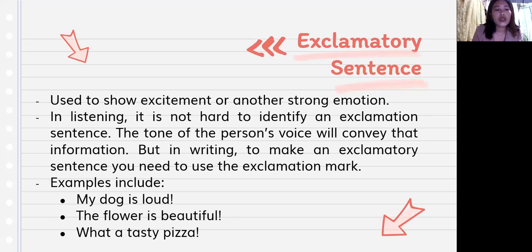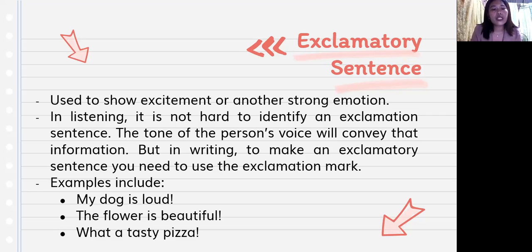So an exclamatory sentence shows excitement or another strong emotion. When we're listening to a person who speaks with full emotion, it is not hard to identify an exclamatory sentence, because the tone of the person's voice will convey that information.